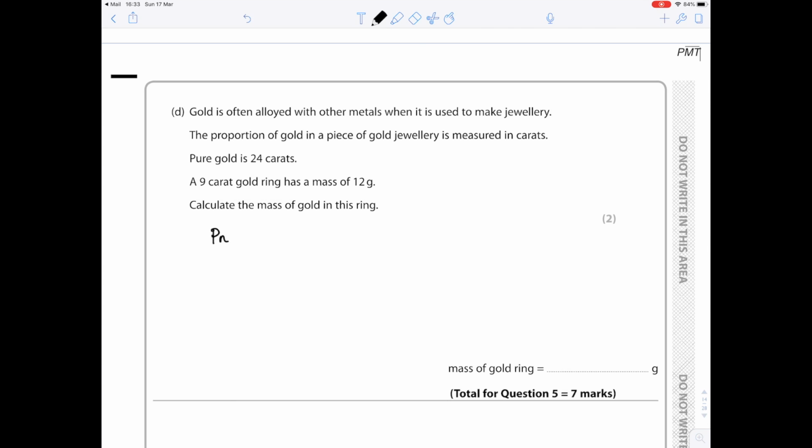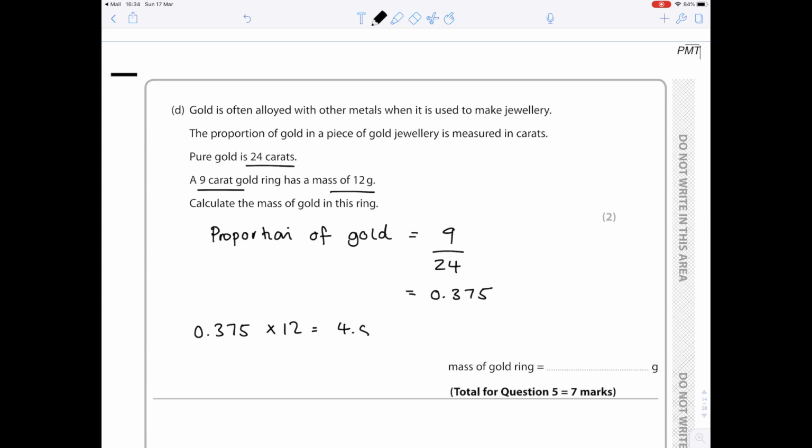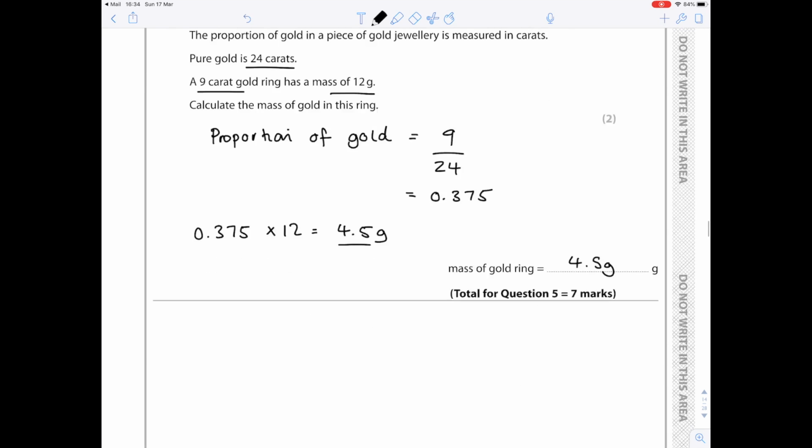So first of all, you need to work out the proportion of gold in the ring. And you do that by getting 9 and dividing it by 24, because we have a 9-carat gold ring and pure gold is 24 carats. So once you've done that, you know that your proportion of gold is 0.375. And then to work out the mass, you have to multiply that by the mass of the ring. So you do 0.375 times 12 to get 4.5 grams. So of that 12 grams of ring, only 4.5 of it is actually made from gold.